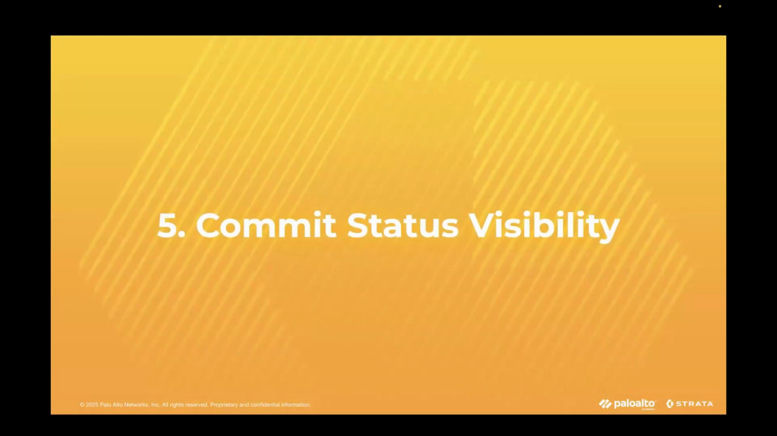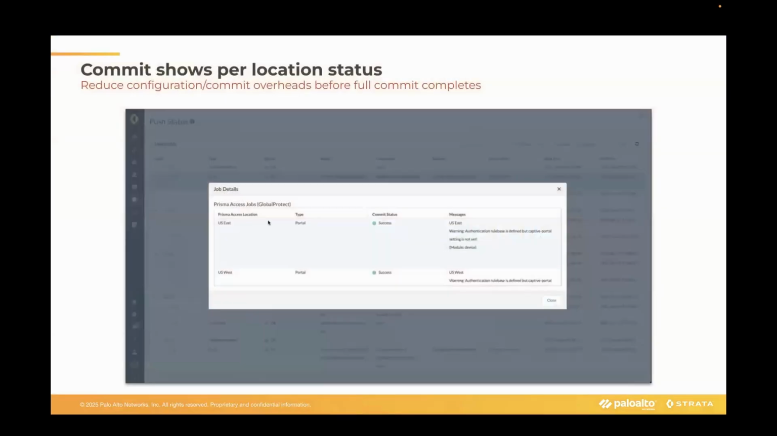Going to next, commit status visibility. Right now, all the commits to Prisma Access only show the scopes of mobile users, remote networks, and service connections. So if you have multiple compute locations in each of the categories, admins usually don't know which compute location is already completed and which is still ongoing. With this new visibility tab, we actually show you US East, US West, Europe, EMEA, India, any locations, in a granular way.